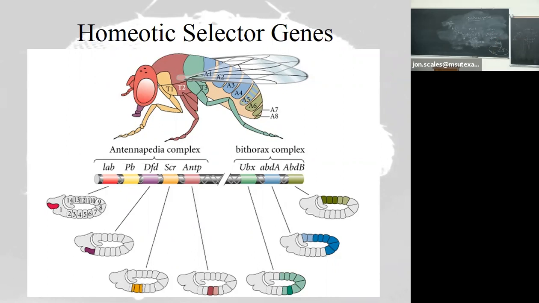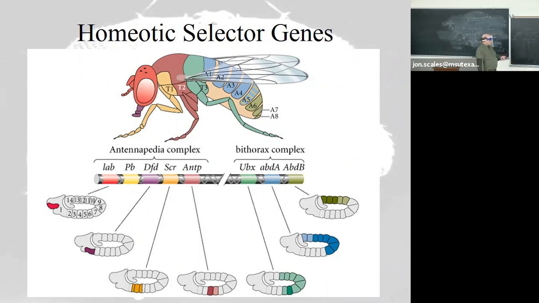And then here's SCR, and then Antennapedia in a couple of segments, and then Ultrabithorax, and then several of them, and abdominal A is in all these, and abdominal B is just in the last group. So they're expressed in more than one segment, but they're not expressed equally in those segments.